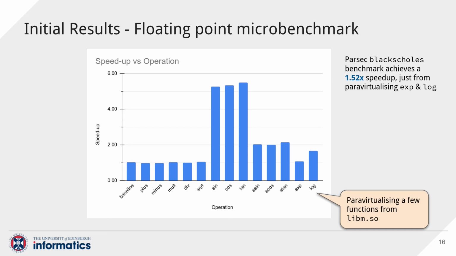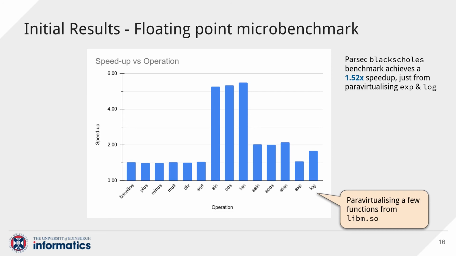Now, in this example, we have an AArch64 guest machine and an x86 host machine. And you can see that pretty much most of the benchmarks here are on the one line, which means there's no change. That's because plus, minus, multiply, divide, and square root don't involve function calls. But sine, cos, tan, arcsine, arccos, and arctan, exponentiation, and logarithm are all function calls. And we're intercepting at the function call level here.